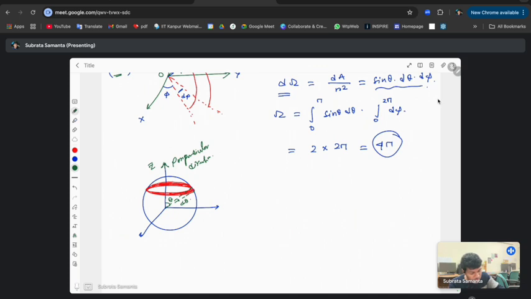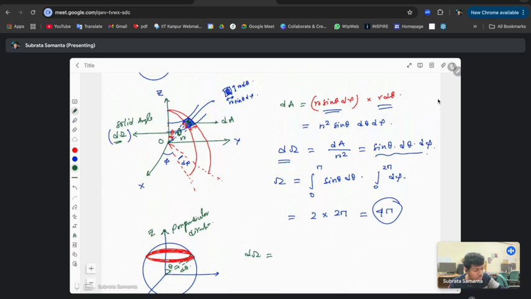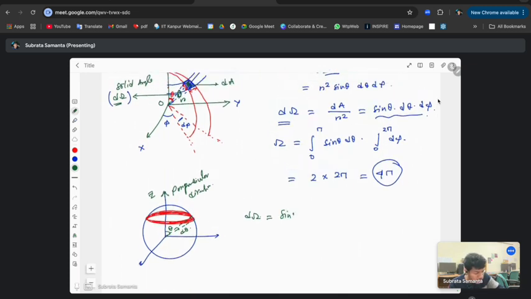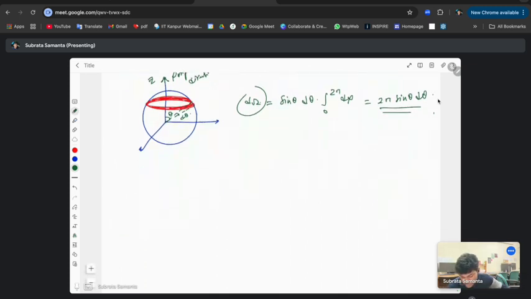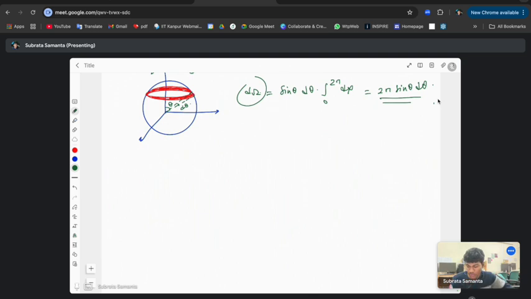So if you want to calculate d omega, I know the value of d omega in this case: it's just sin theta d theta d phi. But in this case d phi takes all values, so you have to integrate phi from 0 to 2 pi, which gives you 2 pi sin theta d theta. So this thin strip makes a solid angle d omega that is 2 pi sin theta d theta at the origin. Okay, so that is the concept of solid angles.